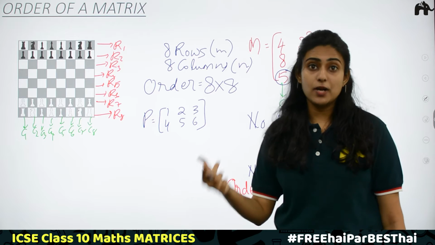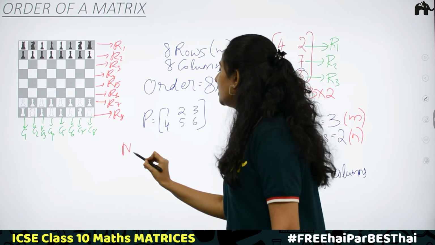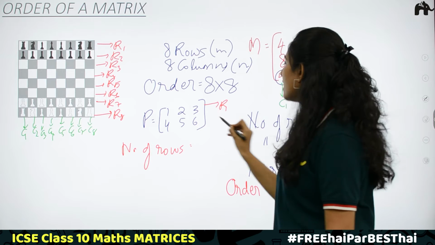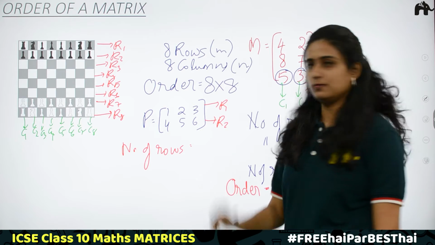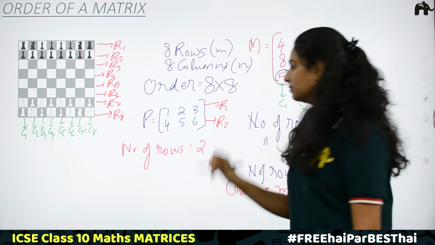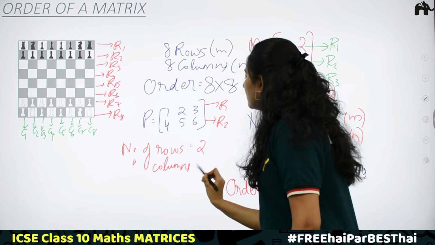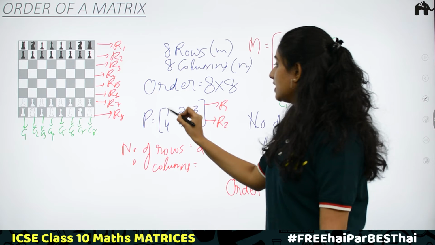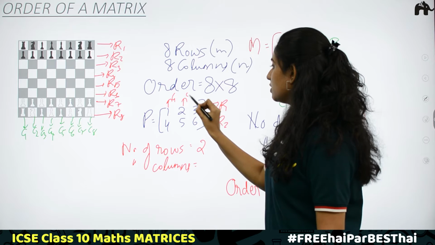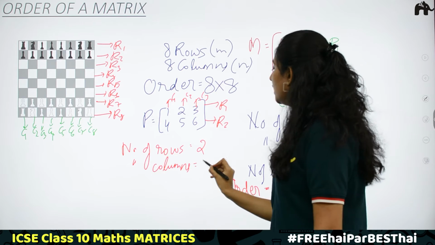First, check the number of rows. What are the number of rows here? Number of rows is equal to, this is the first row, R1, this is the second row, R2. Then what is the number of rows? Number of rows is equal to 2. Now check the number of columns. How many columns are there? Here, this is the first column C1, C2, C3. Therefore, number of columns is equal to 3.